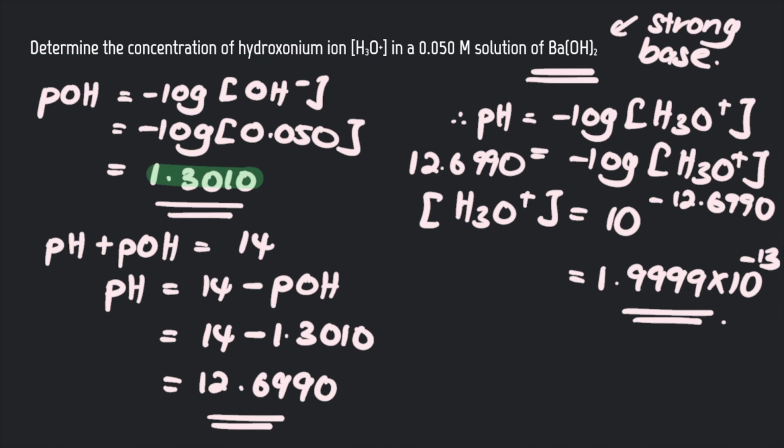So in a strong base, we consider that it will dissociate completely. So whatever the concentration of the strong base should be equivalent to the concentration of the OH. So that is why we can calculate directly like this without having to do the ICE diagram.